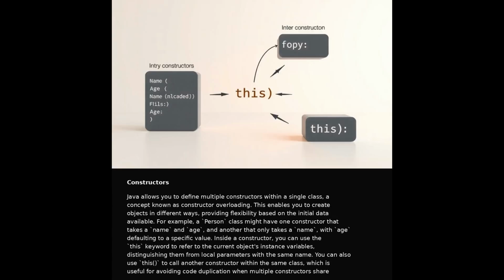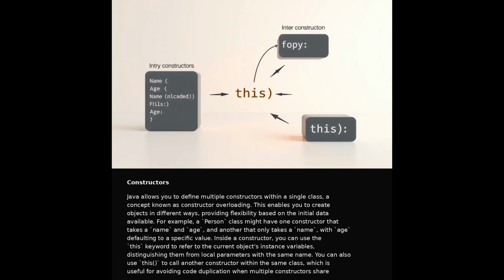Java allows you to define multiple constructors within a single class, a concept known as constructor overloading. This enables you to create objects in different ways, providing flexibility based on the initial data available. For example, a person class might have one constructor that takes a name and age, and another that only takes a name, with age defaulting to a specific value.